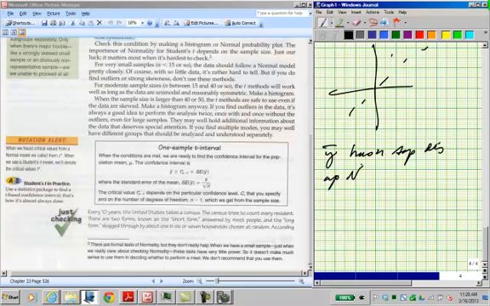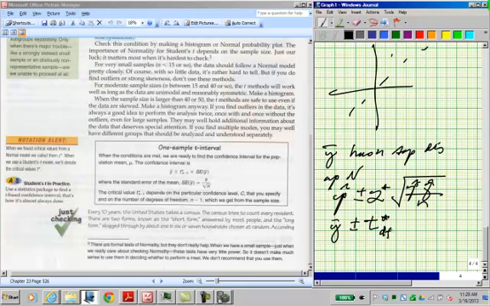Now, we're going to make a one sample t interval. So it's going to be y bar instead of p hat. Let's review what it would have looked like before. It would have been p hat plus or minus z star times the square root of p hat q hat over n. Now it's going to be y bar plus or minus t star sub df.